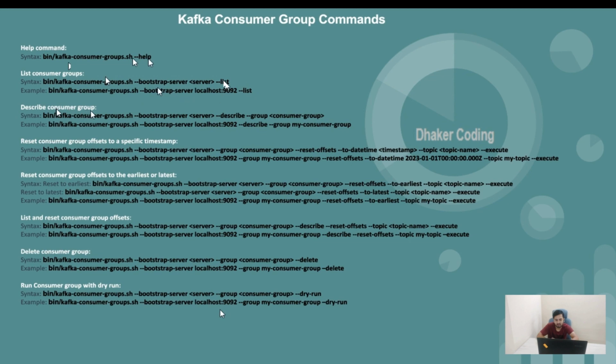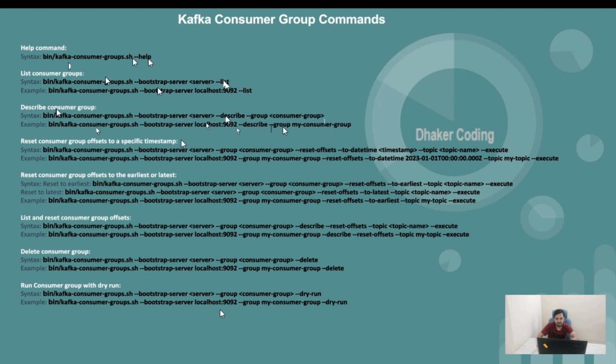Now, similar to the topic, I want to describe the group. How many topics are there, how much lag is there on that topic, what is the current offset, and on which partitions they are reading, and everything if you want to know. We can describe using --describe for this particular group name, --group and the consumer group. In the example, you can see describe the group my consumer group.